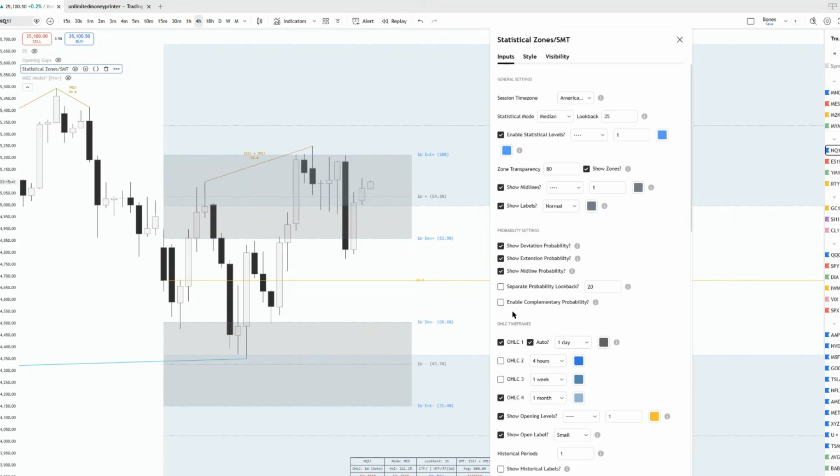Now, next setting is super important to understand. This is the enable complementary probability. Super simple to understand. It basically means that based off the extremes of both zones here, so we have an upper zone, a lower zone, it evens it out. So instead of being really extreme, so for example, I turn this off, you can see it says 82%, 54%, etc. When you enable this on, it evens it out based off the two zones.